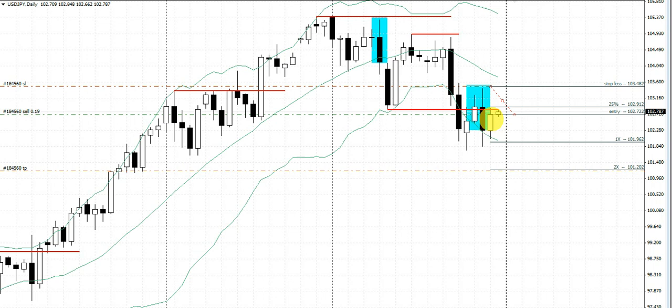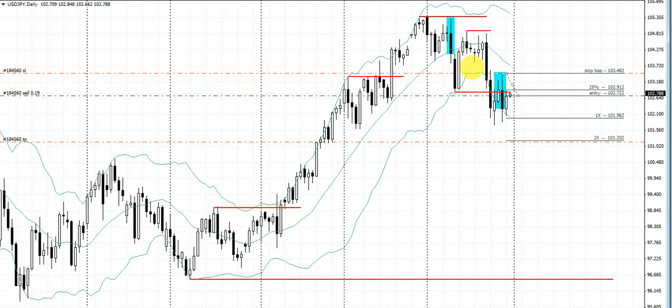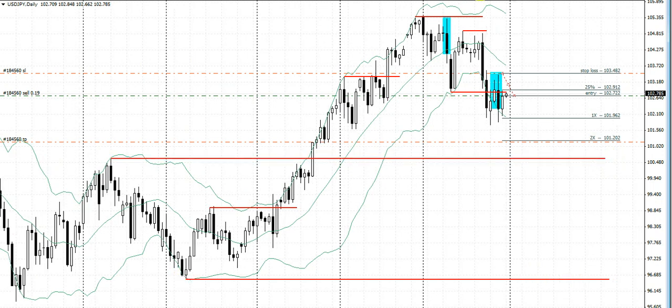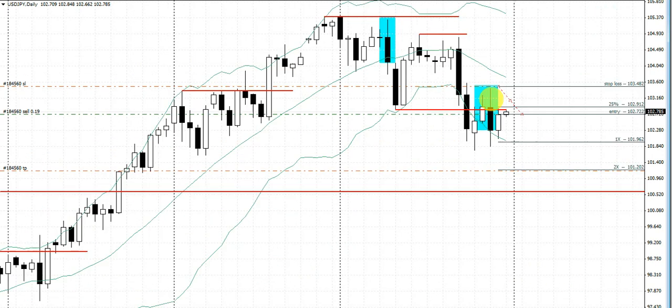So I waited on a pullback, took the short. I wanted to keep my 2 times profit above the most recent swing level, which in this case, I don't know, somewhere in here, maybe down here. It's way down there, okay? So the pullback wasn't even really an issue, maybe just a slight pullback.